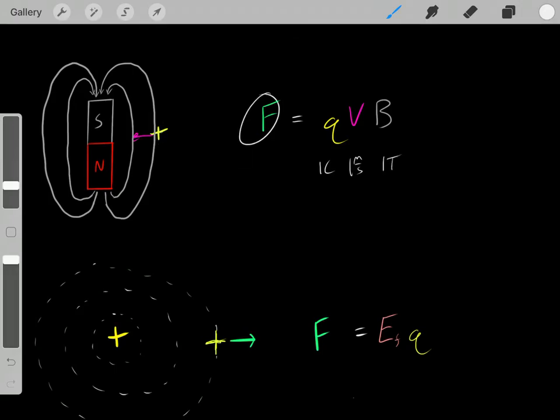So what is the strength of the force? Well, again, we simply multiply all these and we would get 1 Newton.